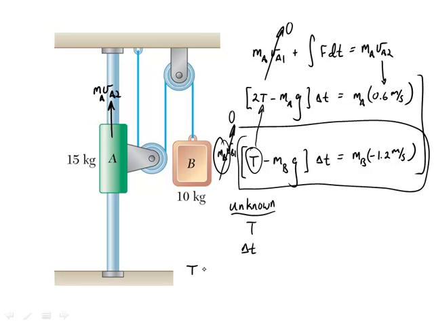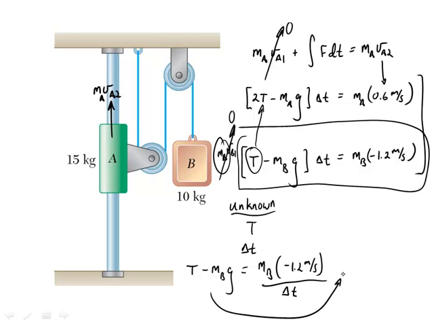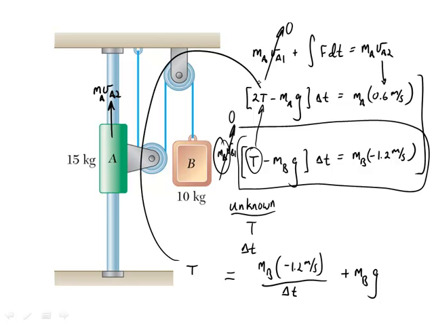So big T, tension, minus the weight, m_B g, equals the mass of B times minus 1.2 meters per second all over delta time. And then I'm going to bring the mass of B times g to the other side. So plus the mass of B times gravity. I'll eliminate this on the left. So this is my tension. So this equation gives me tension. And now I'm going to substitute that value into this top equation.